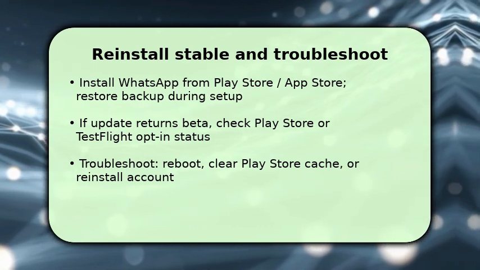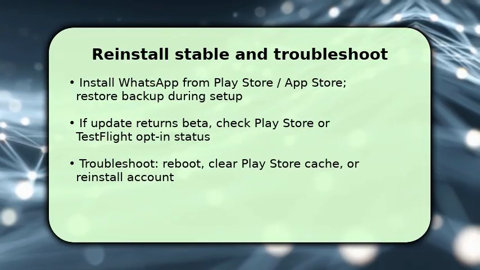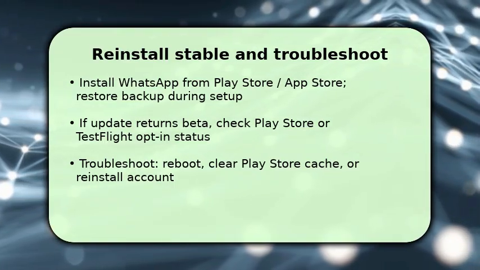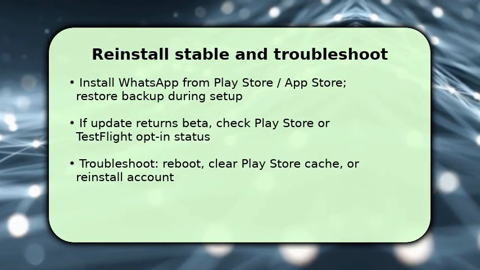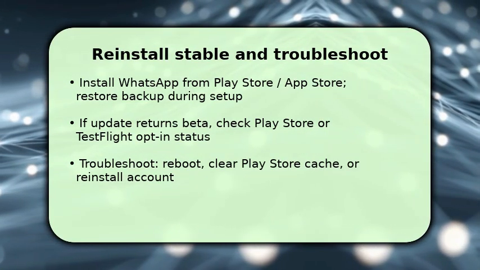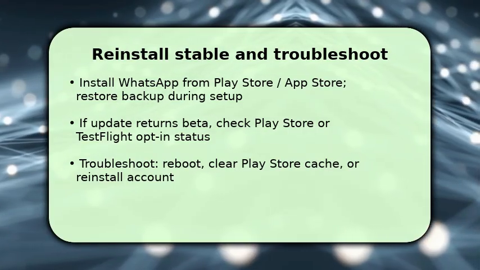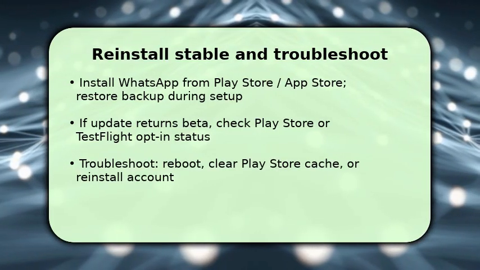If the app revives the beta version, make sure you actually left the beta program in Play Store or TestFlight. Sometimes the opt-in persists. If you hit problems, reboot the device, clear the Play Store or App Store cache, and remove then re-add your Google or Apple ID. That forces store sync. One strong tip: revoke any device admin rights first if uninstall fails.